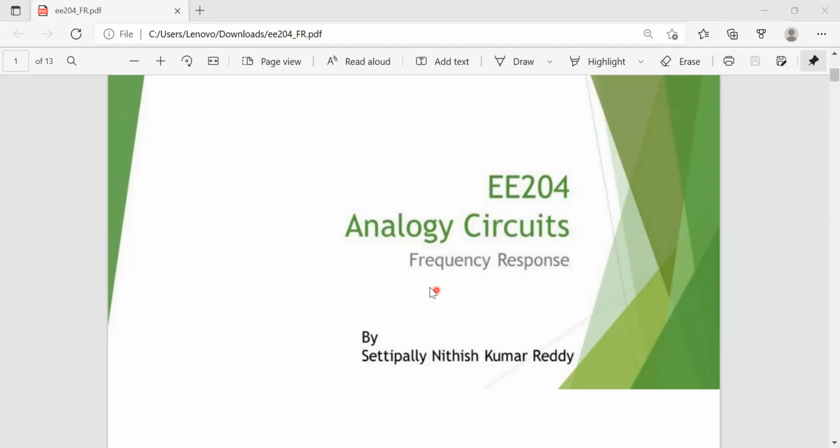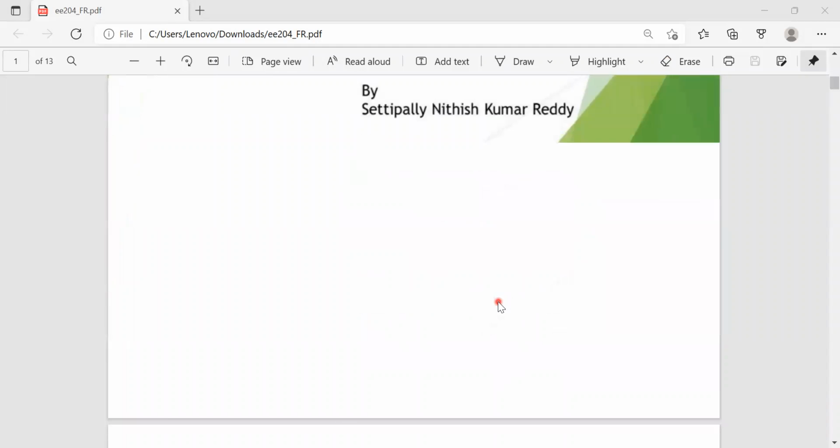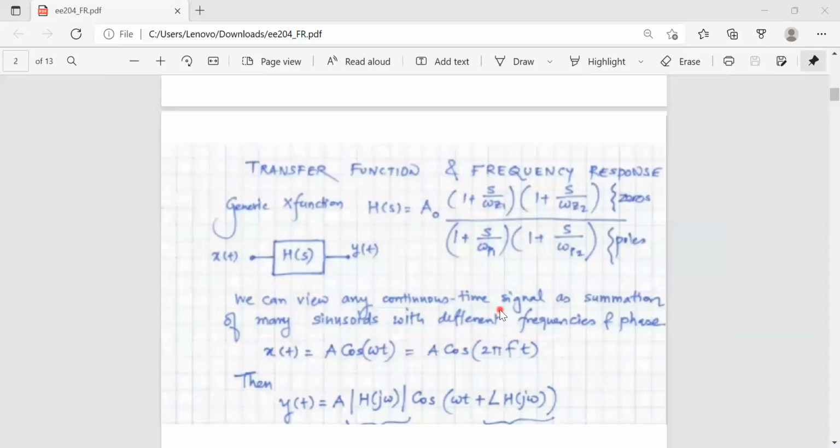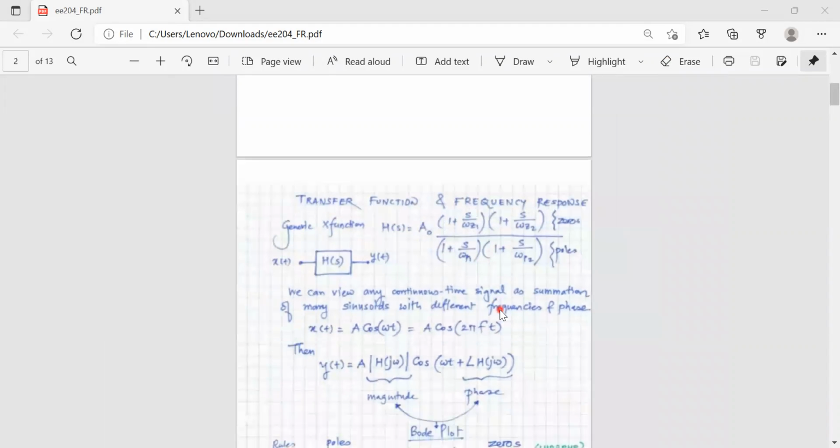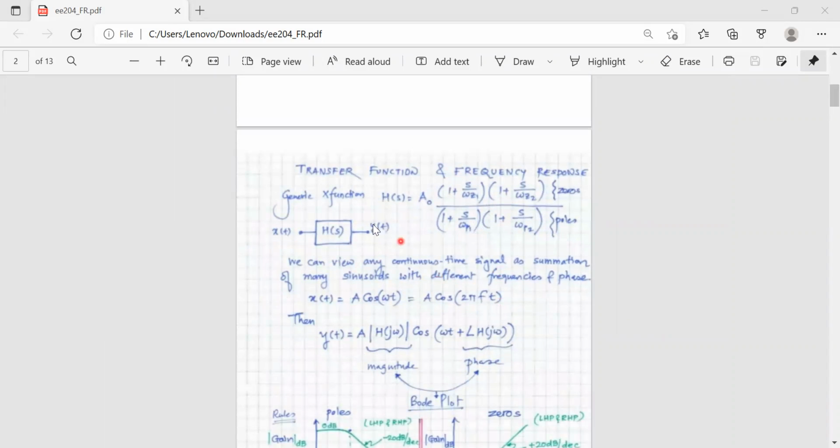Hi, in this video we are going to discuss frequency response. Before discussing frequency response, let's discuss some basics about Bode plot. If you get a transfer function in terms of S, these are the poles WP1 and WP2, and these are the roots. How can we draw the Bode plot for the phase and the magnitude of the transfer function?